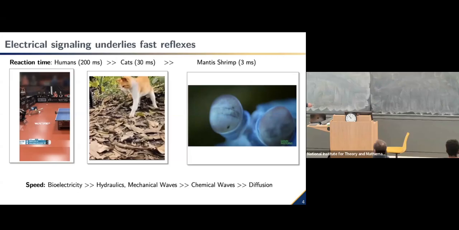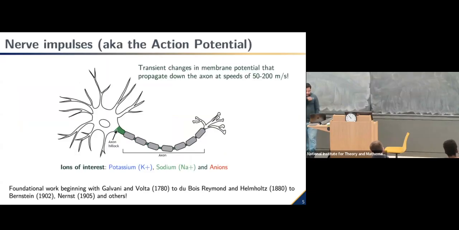Electricity really beats any other mode of signal transfer, certainly hydraulics or mechanical waves and also chemical waves, and is definitely orders of magnitude faster than how a diffusive signal could traverse that distance. And of course, all of this is very well known historically, starting with the works of Galvani and Volta, all the way to Hodgkin and Huxley. They studied the action potential.